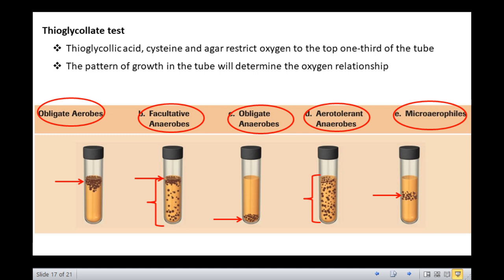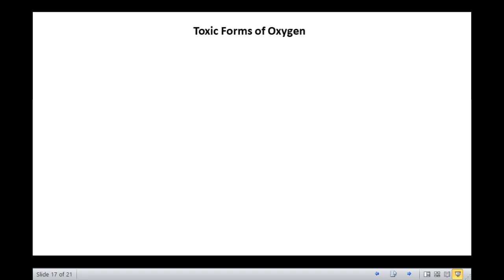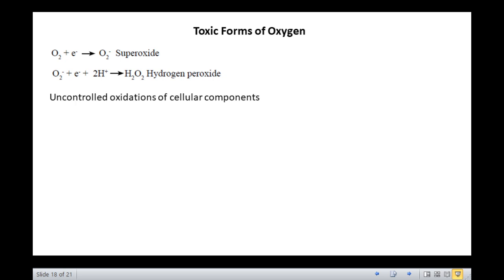All cells contain enzymes that can be damaged by reacting with oxygen, and any organism that wants to live in its presence must have methods to protect it. Oxygen will react in the cell to form two major toxic products, superoxide and hydrogen peroxide. It is these molecules that can potentially wreak havoc on a cell by causing uncontrolled oxidations of cellular components.